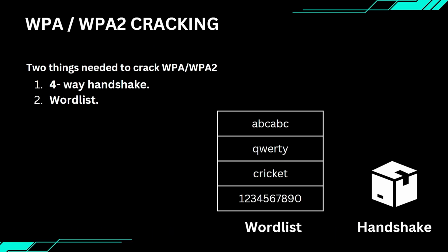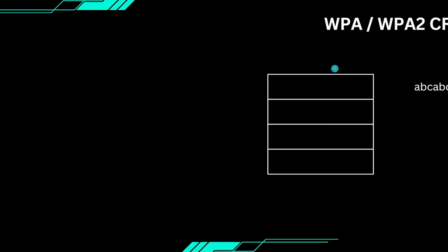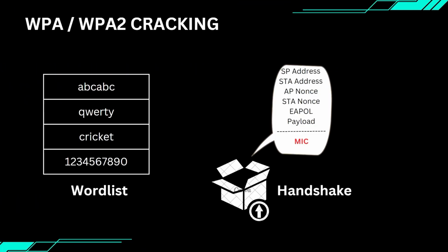In the previous lectures, we learned that to crack WEP and WPA2, we need two main components. First, we need to capture the handshake. Second, we need a word list containing a set of possible passwords that we will try one by one, hoping one of them matches the target network's password. Right now, I have both of these components ready. So we are set to go and crack the password.